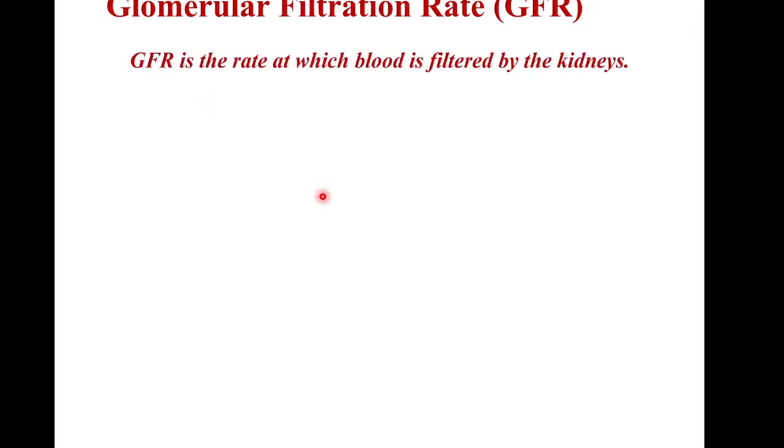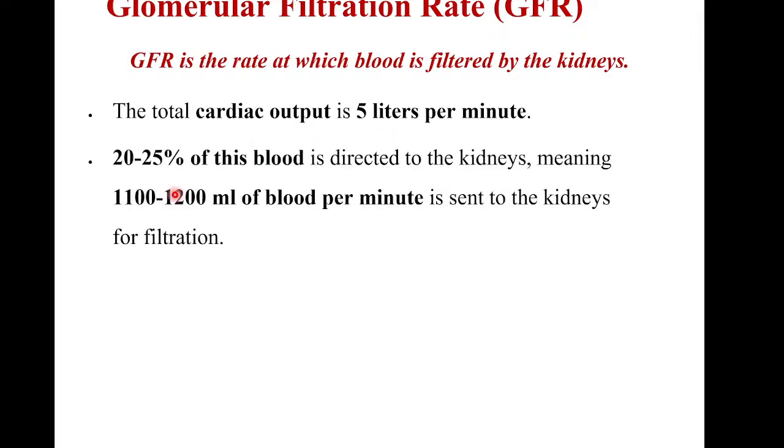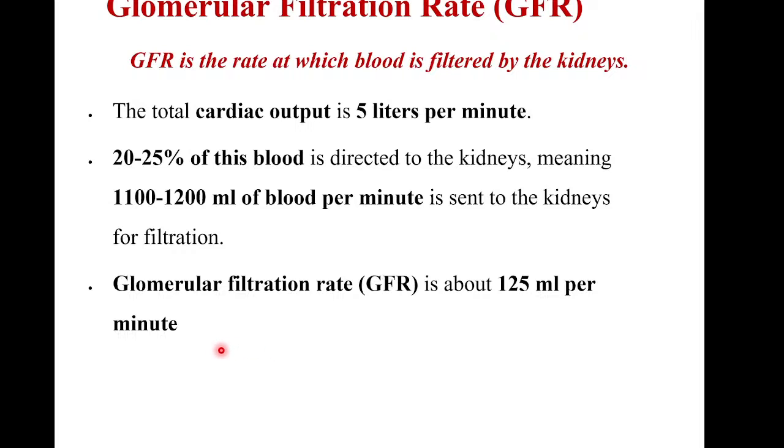So let's talk about GFR, that is the glomerular filtration rate. What is this? GFR is the rate at which blood is filtered by the kidney. Here the total cardiac output is about 5 liters per minute, that is the blood pumped by the heart per minute. About 20 to 25% of this blood is directed to the kidneys, meaning 1100 to 1200 ml of blood per minute is sent to the kidney for filtration, and GFR is about 125 ml per minute, leading to approximately 180 liters of filtrate per day.